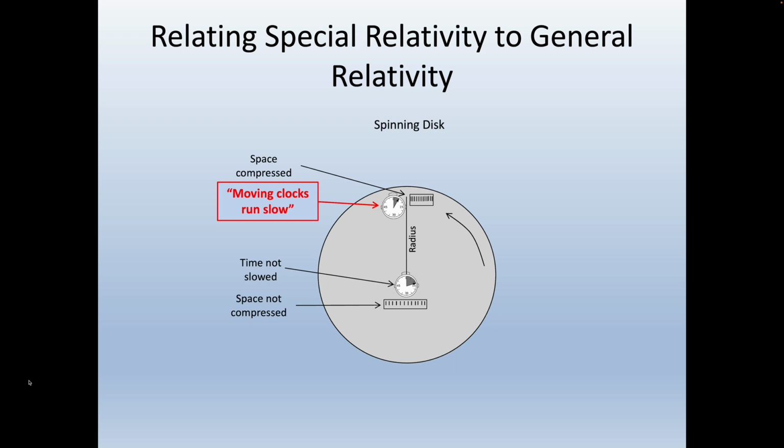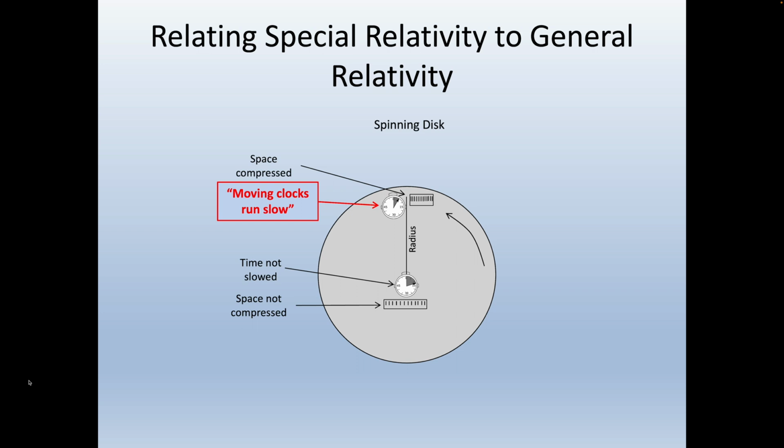And Einstein gave us this example to help us understand and to relate general relativity, which incorporates accelerations, and special relativity. In this example, he asked us to imagine being at the center of a spinning disk and then looking at the outer edge of the disk as it spins past and moves across your field of view.